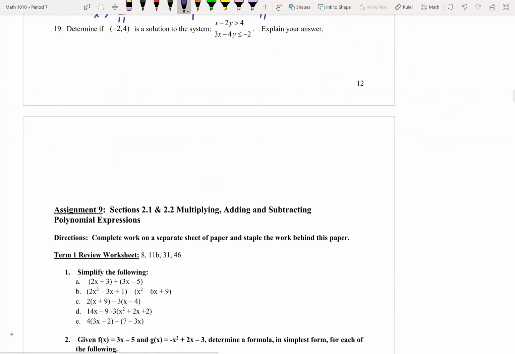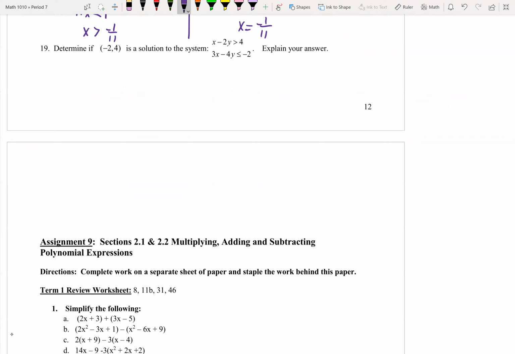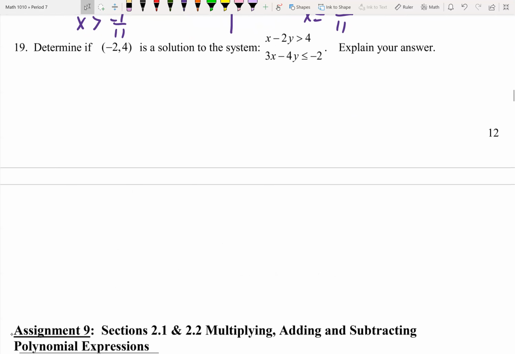Okay, last one. Is this point a solution to that system of inequalities? So there's lots of different ways you could do it. You could solve the top one for y, solve the bottom one for y, graph and double shade and see if the point lies in the region. That would do it. It's a lot of work. What else could you do? Plug it in. Yep. Here's your x. There's your y. Let's plug it right there.